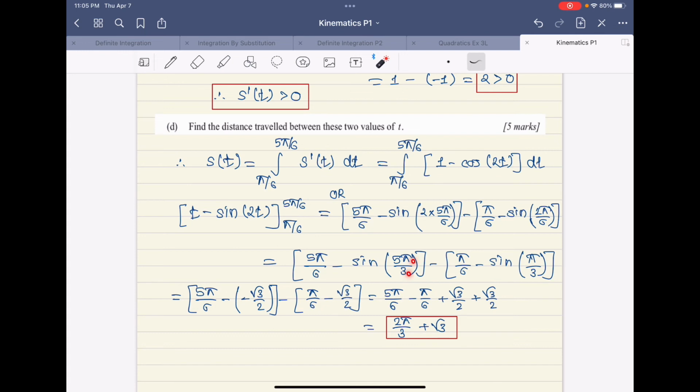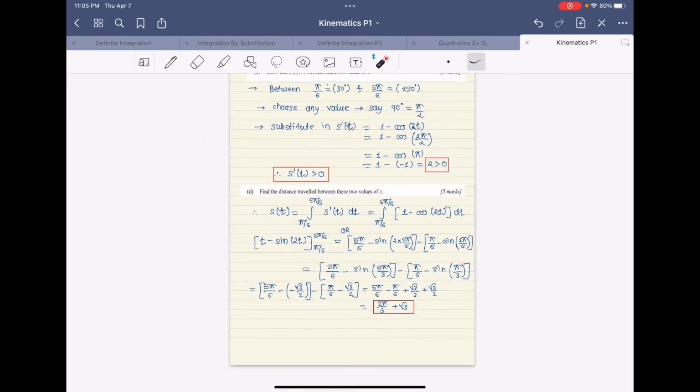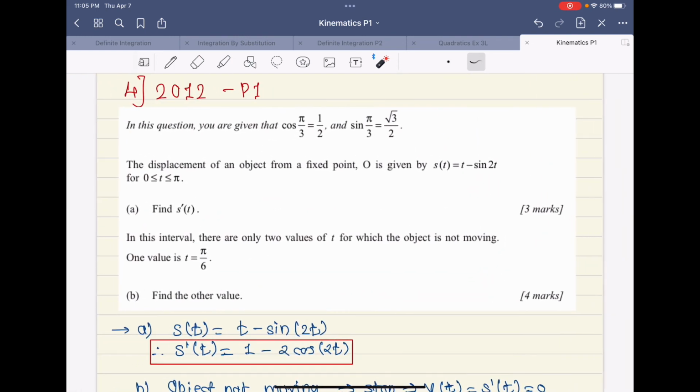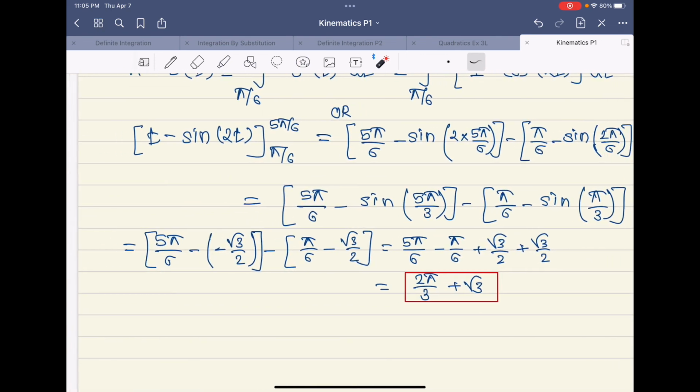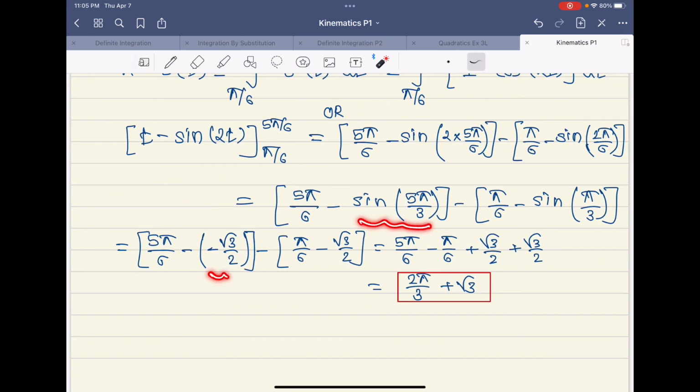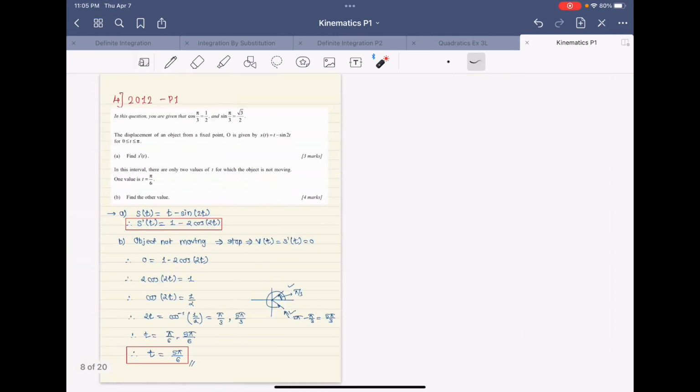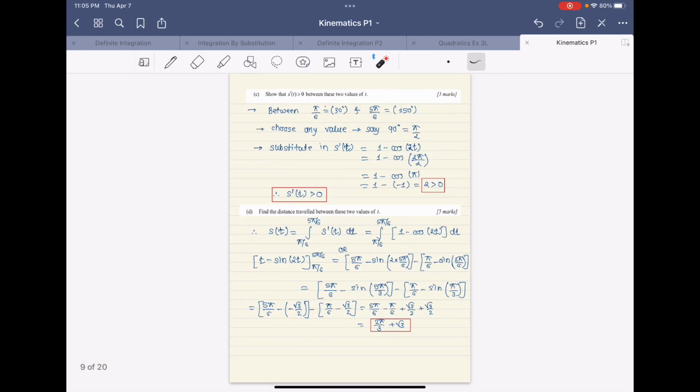Now pi by 3 is basically 60. 60 into 5 is 300. Sine of 300 is negative. And we already know sine pi by 3 is root 3 by 2. So sine 5 pi by 3, as it is negative, has to be negative root 3 by 2. So you can see here sine 5 pi by 3 I am using as negative root 3 by 2. Pi by 6 as it is. Sine pi by 3 we already have the value, which is again the same thing, root 3 by 2. So I am using that.